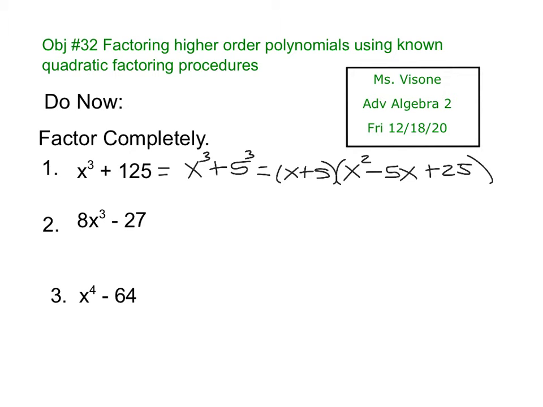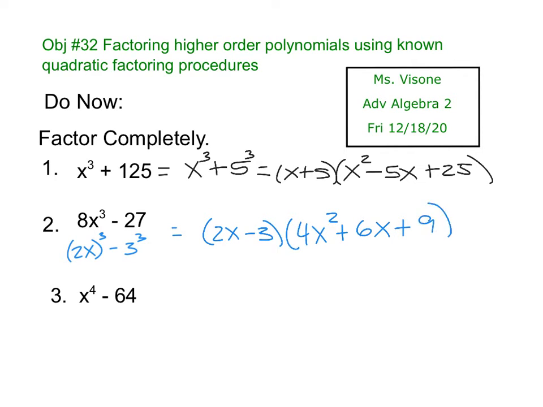That's it. And then the next one, this is 2x to the third minus 3 to the third. Since it's a minus, we have 2x minus 3, right? The binomial sign follows the sign of the original, and then we square the first, 4x squared, plus multiply the 2 terms together. 2x and 3 gives us 6x, and then square the second term, so 9.